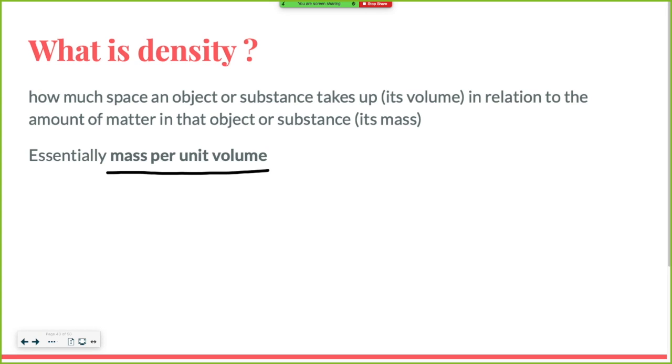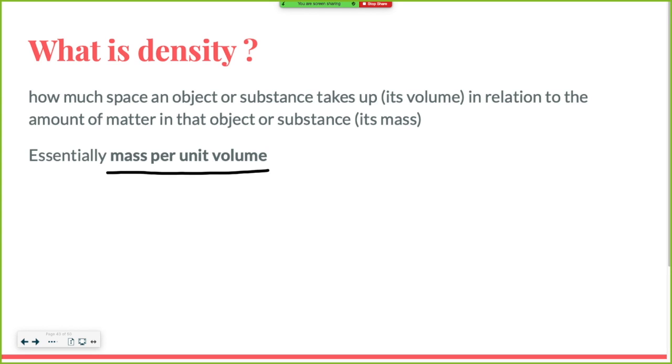All right, so it's how much space an object takes up. How much space is volume. So it is, per volume, how much space it takes up in relation to the amount of matter that's in that space. The amount of matter is its mass. So essentially mass per unit volume. Your top definition just has mass and volume defined for you as well.